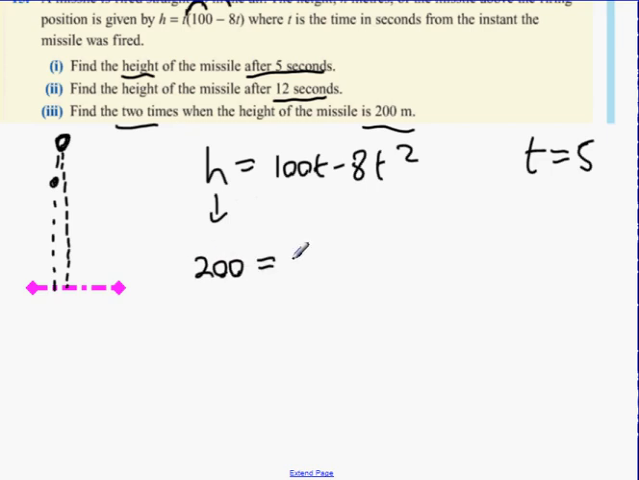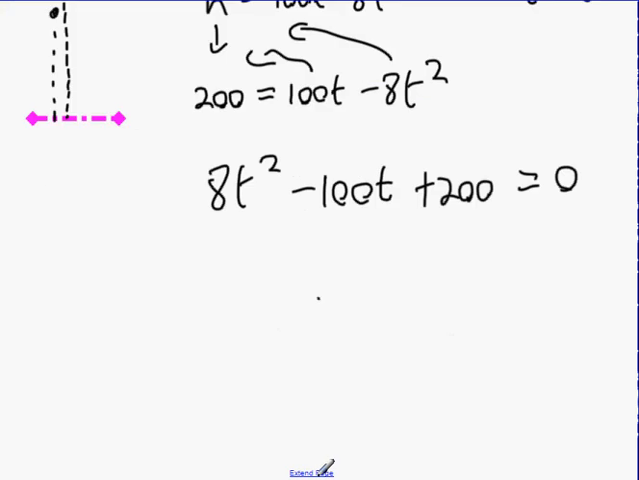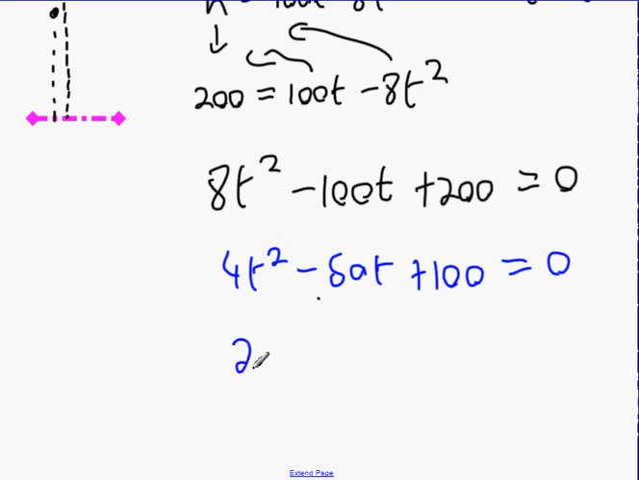200 equals 100t minus 8t squared. What type of equation is this likely to become? 8t squared minus 100t. What's the next one then? Plus 200. Can anybody think of a number that will divide into every number there? Go bigger again. Oh, we'll do 2 actually. Can anybody think of another number that will divide into this? 2 again.